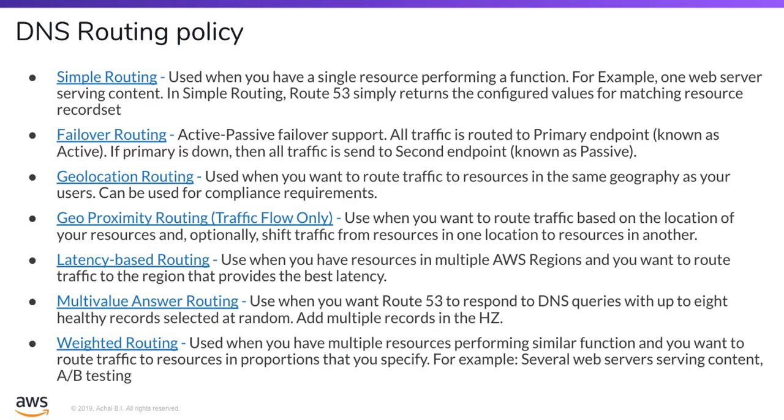There is also something called failover routing. Basically, it uses an active-passive pattern. If your primary endpoint goes down, then traffic can be routed to the secondary endpoint. This is usually done when you are looking for high availability for traffic. You have two endpoints or two instances where you keep checking the health of each instance. When the primary instance goes down, you can switch the traffic to the secondary instance.